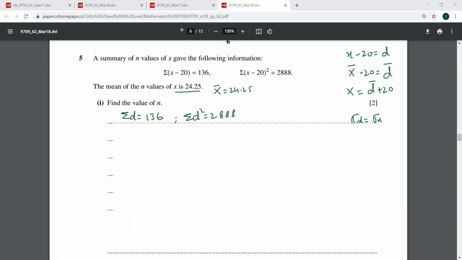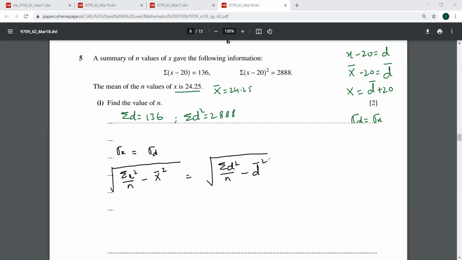Can I start by saying, the standard deviation of original data is same as the standard deviation of the coded data? And this would be the square root of sigma x square over n minus its mean square, and that is going to be equal to sigma d square over n minus its mean square. And we can cancel out the square root with the square root by squaring both the sides. Now we have here sigma x square.